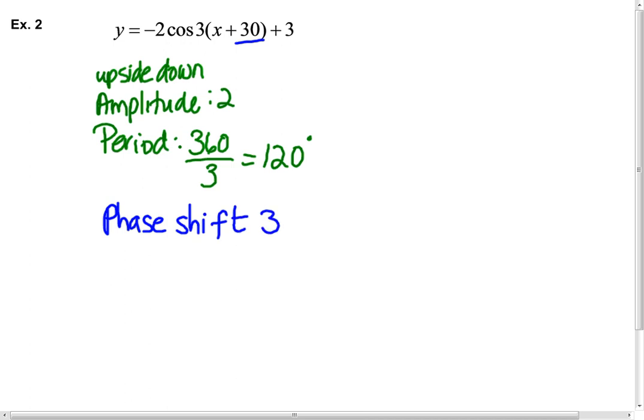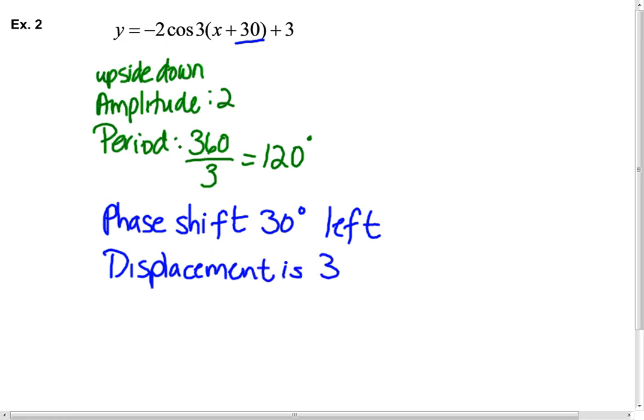$30 left. And lastly, our displacement is 3 upwards. So not so bad, we just have to remember the language.